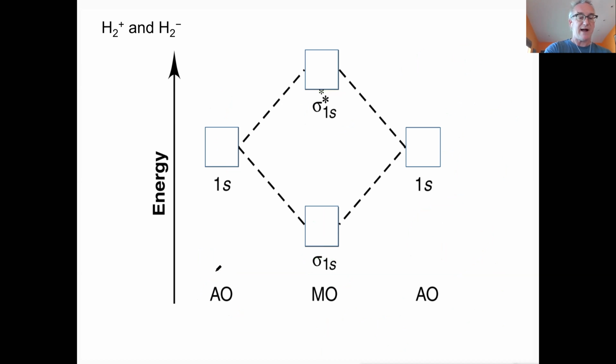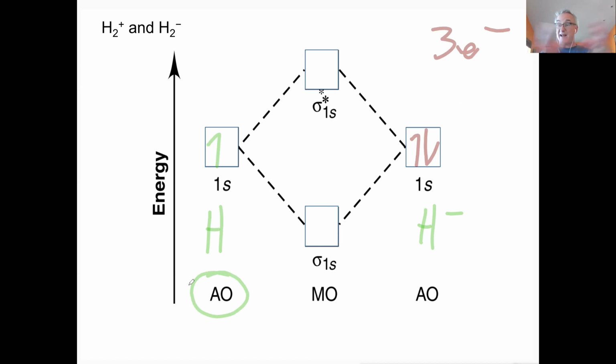Now, what if I have hydrogen here and hydride ion over here? Remember, hydride is hydrogen with 2 electrons. It is a negative charge, hydride ion. And so, how many electrons are in my atomic orbital for hydrogen? 1. And how many electrons are in my hydride ion or atomic orbital? 2. So now I have a total of 3 electrons available for bonding, and I start putting them in my molecular orbitals.